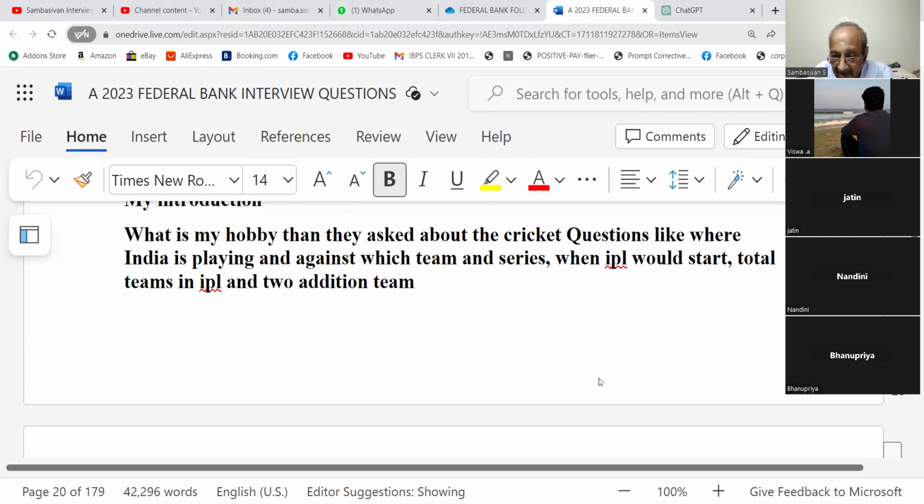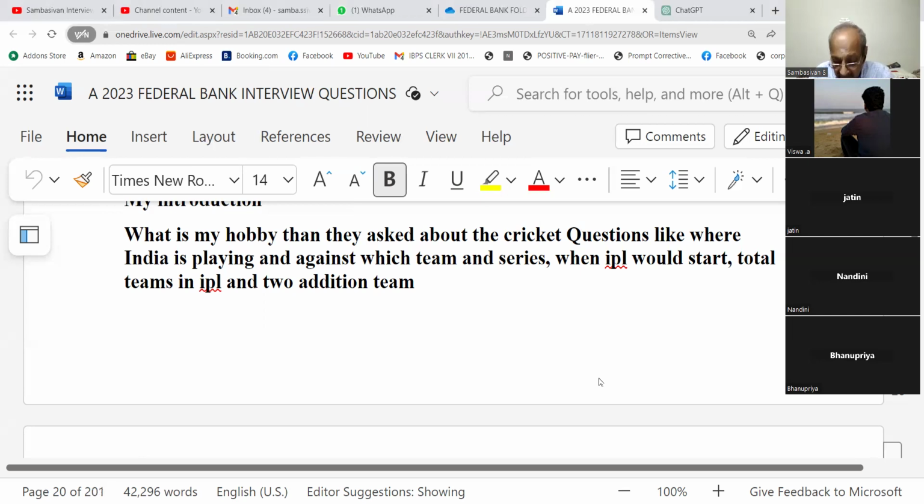Bhanupriya, what is your degree? B.E. in computer science. So you are from which college? Vidyavardhaka College from Mysore. Oh, acha, acha.